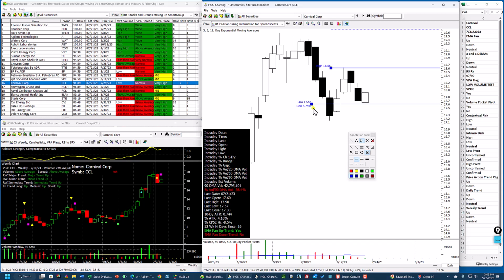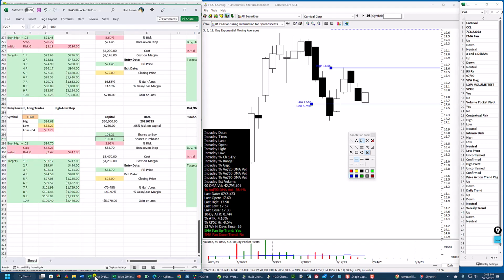Now, just remember, all trades are random. Whenever you put a trade on, you have no idea what direction it's going to go. But if this has the force to get up through this area, especially on volume, and look how the volume is falling off, that's a pretty good indication it's going to go higher. So the next thing I would do would be to bring up my spreadsheet, my risk analysis spreadsheet.